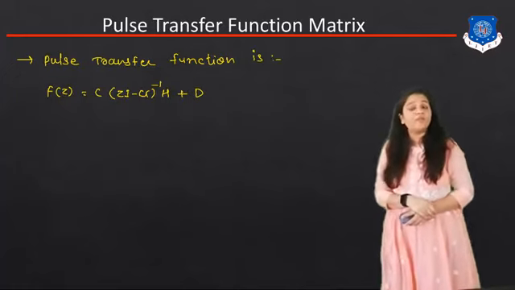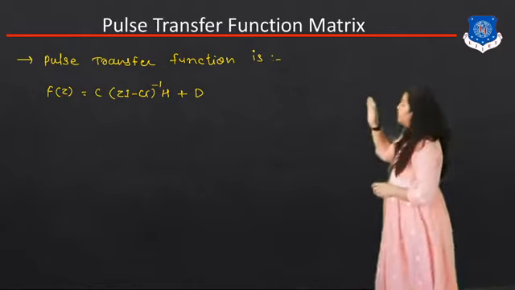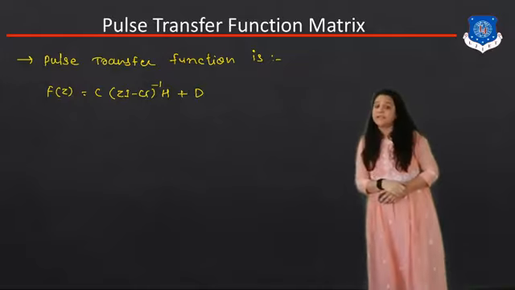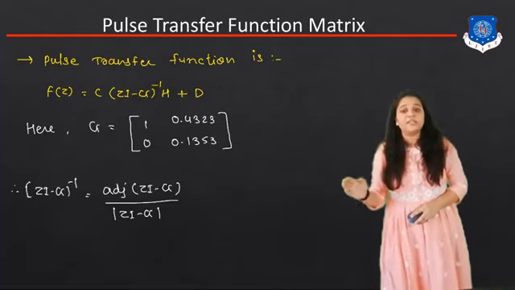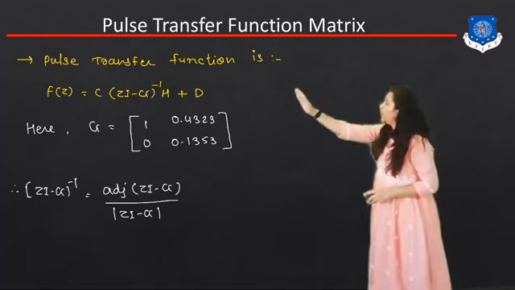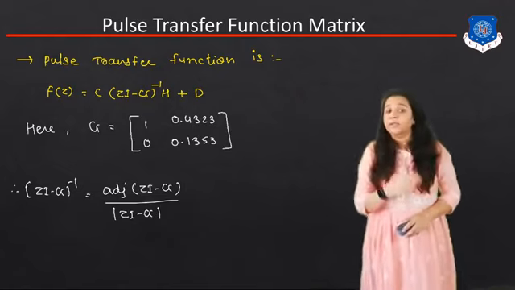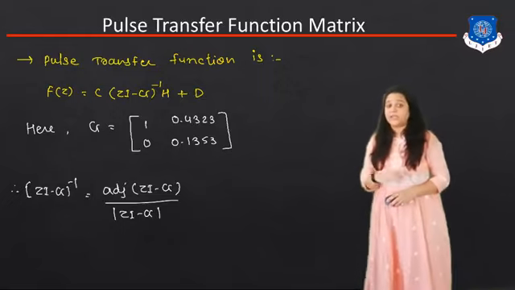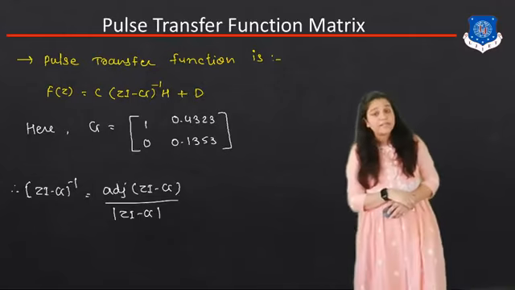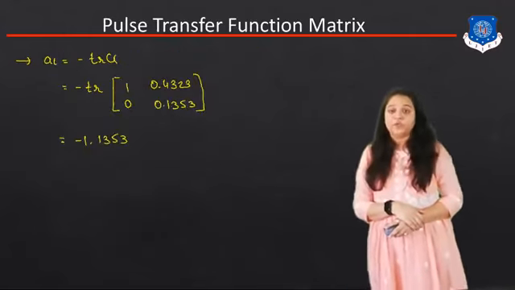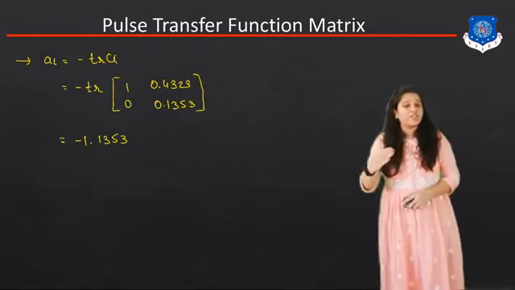So first of all we have to write down the pulse transfer function equation. It is nothing but G(z) = C (zI - G)^(-1) H + D. So put the value of G = [1, 0.4323; 0, 0.1353], and then we have to find (zI - G)^(-1), which is equal to the adjoint of (zI - G) upon |zI - G|. So first of all we have to find the values of a1, a2, a3, then H1, H2, H3.